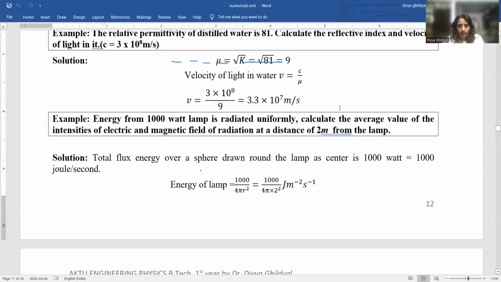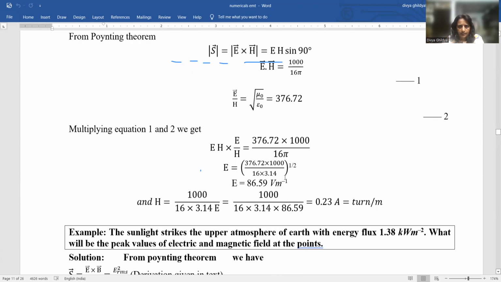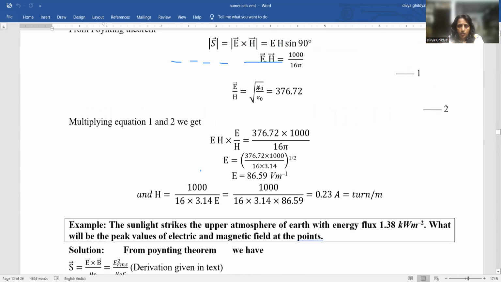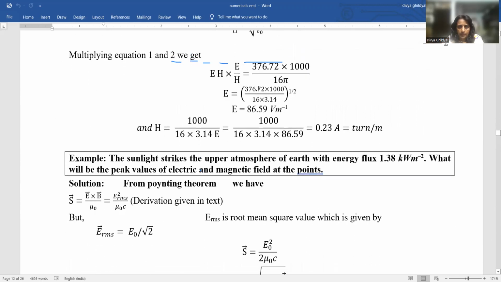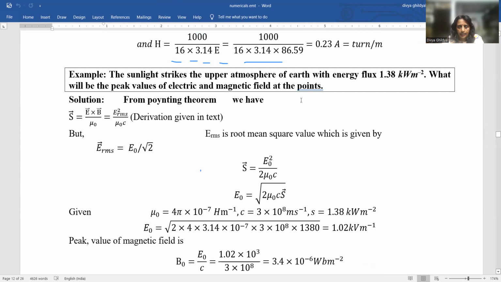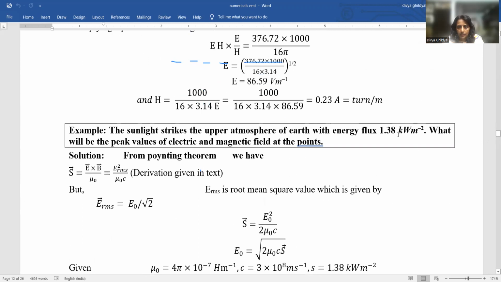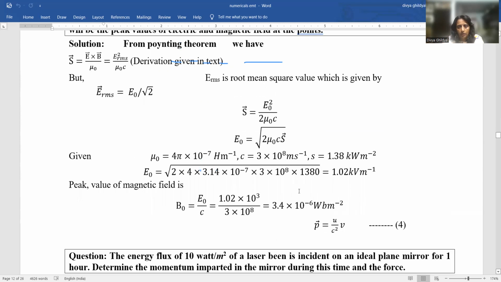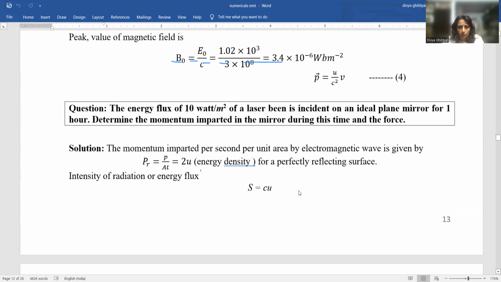Once again, a very important question. I think I have discussed this. And okay, another shortcut way of solving this numerical. Once the sunlight from the upper atmosphere strikes with an energy of, what is the peak value of electric and magnetic field? Again, you will be using Poynting theorem to solve this question.